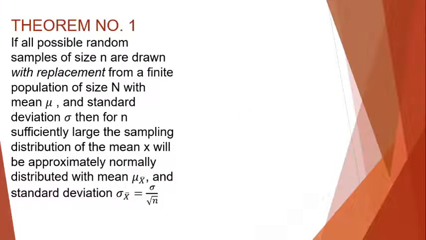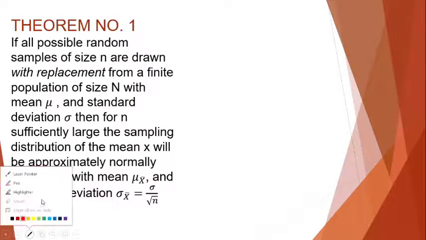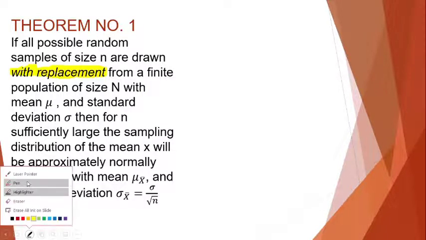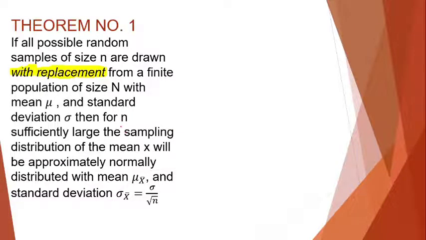Theorem 1. First theorem: if all possible random samples of size n are drawn with replacement, meaning, for example, in your class recitation, even if the teacher has already called you, you can still be called again. It is the same here. From a finite population of size large N with mean and standard deviation, then for a sample sufficiently large, the sampling distribution of the mean X will be approximately normally distributed with the mean sub sample mean, or the mean of the sample mean in the sampling distribution, and standard deviation sub sample mean equal to standard deviation over square root of little n.